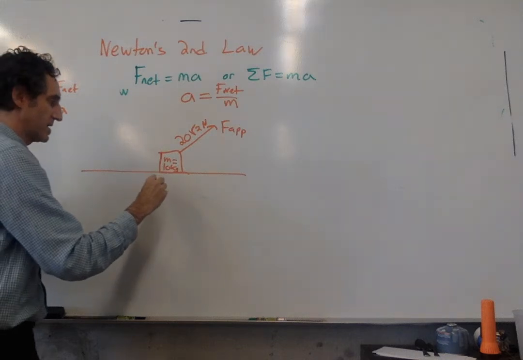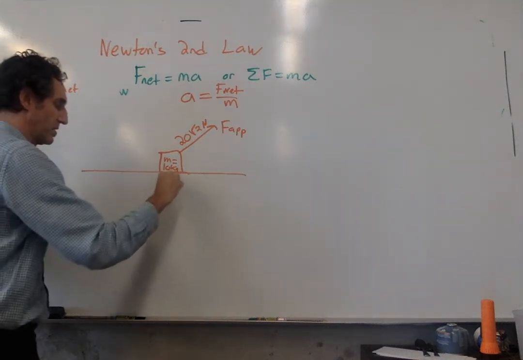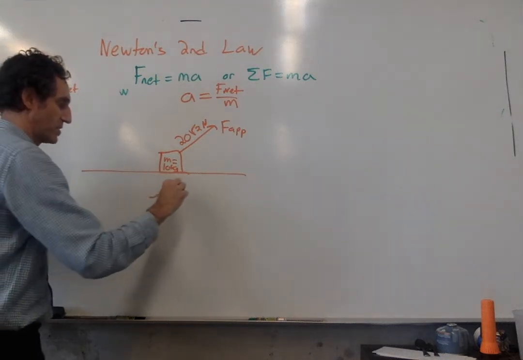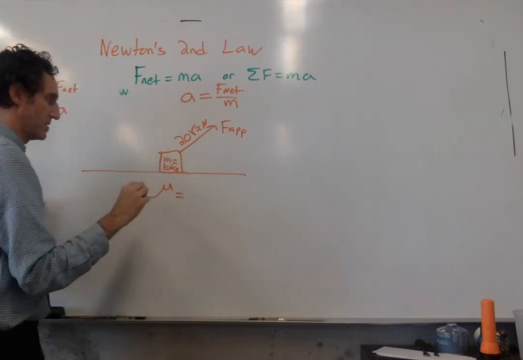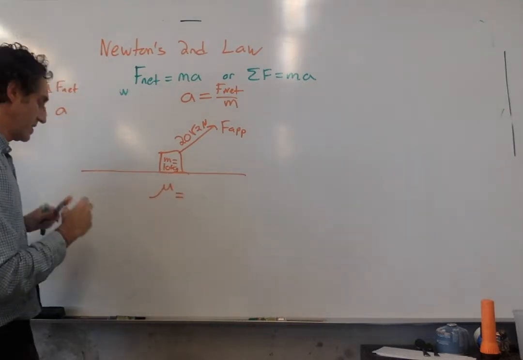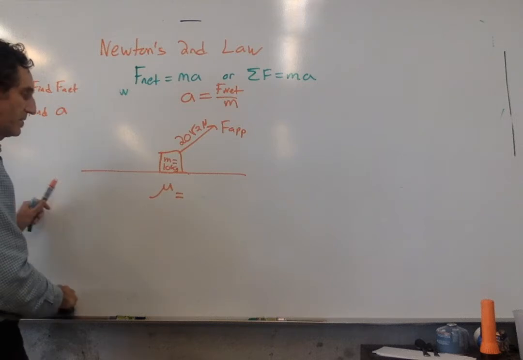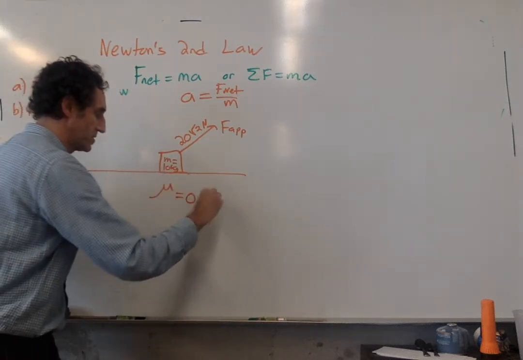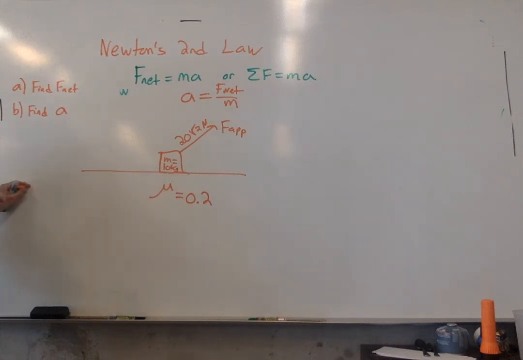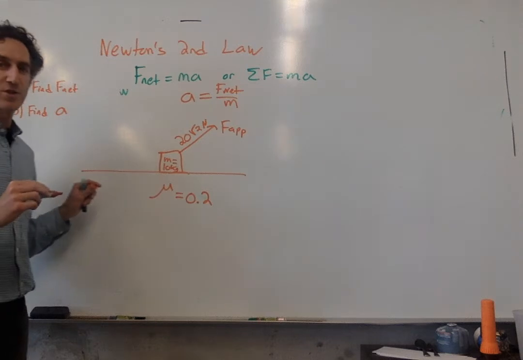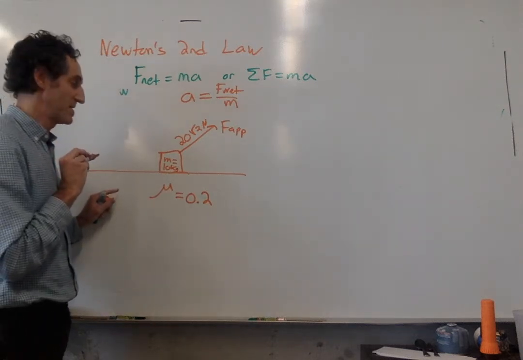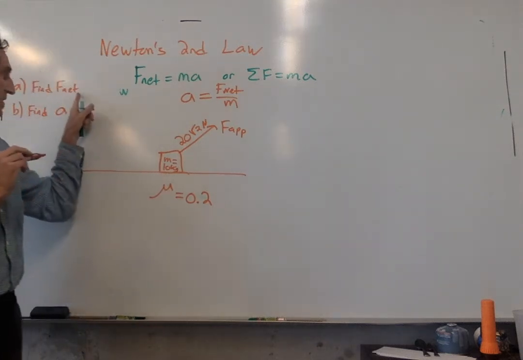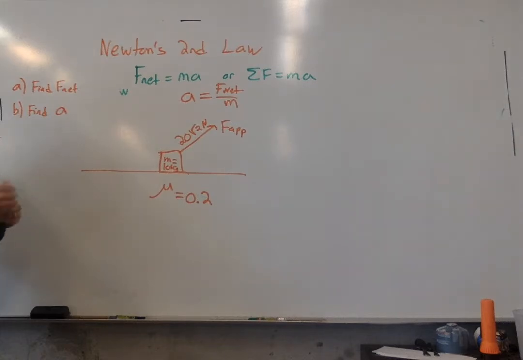Let's go ahead and give us a coefficient of friction right here. We'll give a coefficient of friction of 0.2. And let's see what happens. I'm not sure if this is going to work out, so just stick with me. Let's see what happens here. I want to find out the net force and I want to find the acceleration.